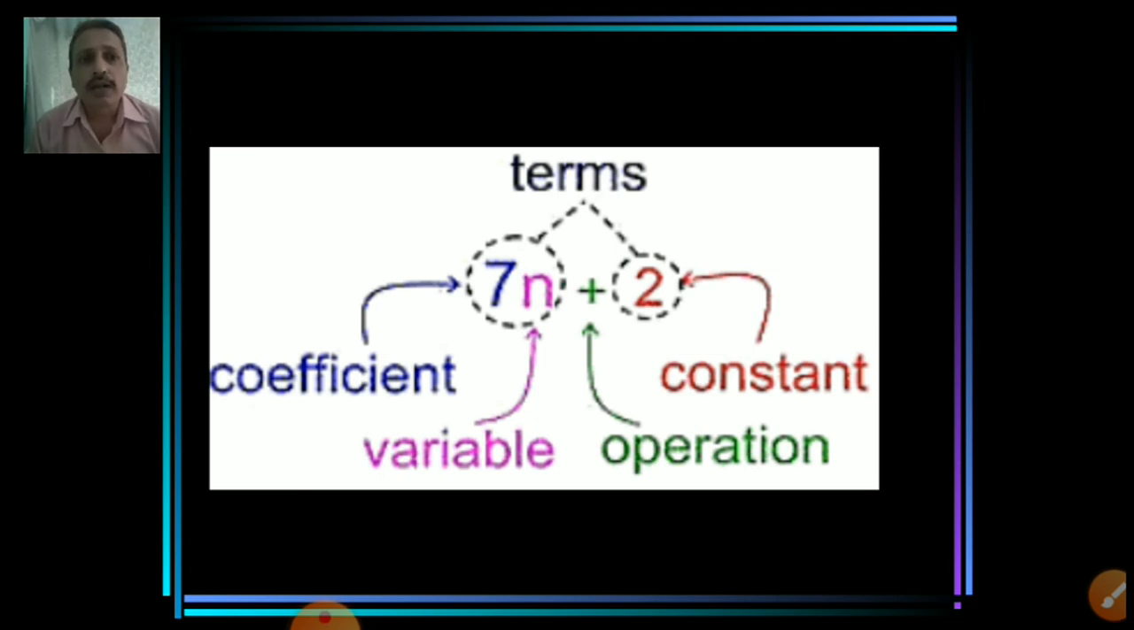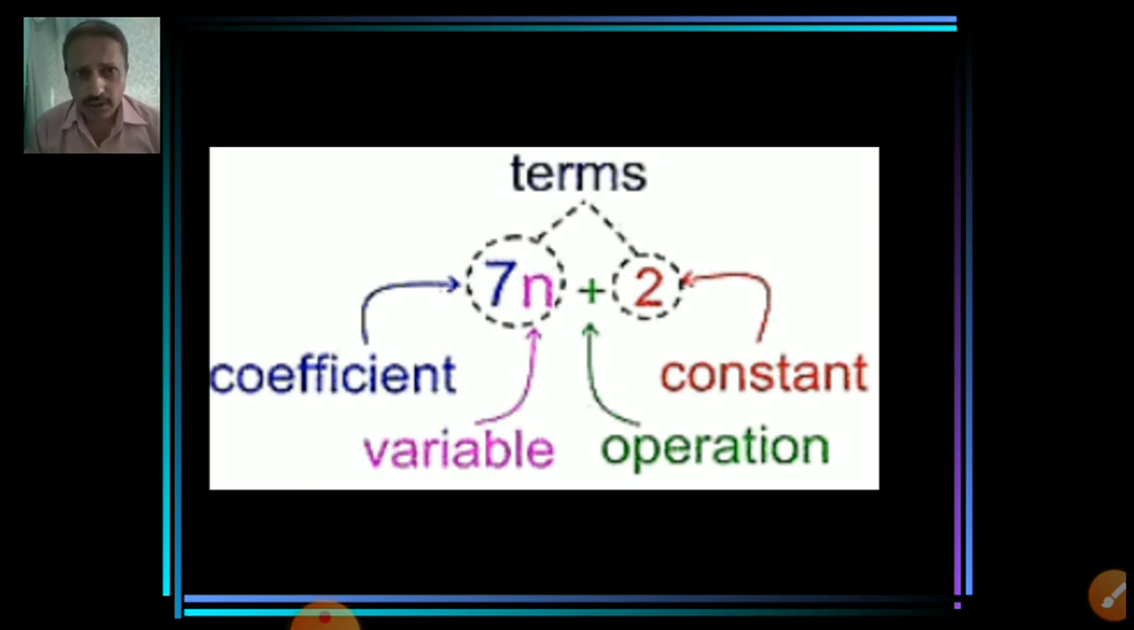And what about the constant? A constant is a fixed number, only numbers. Whatever number is multiplied with the variable is called the coefficient. And between these two terms, there will be a sign of addition or subtraction. It is called the operation or operator.